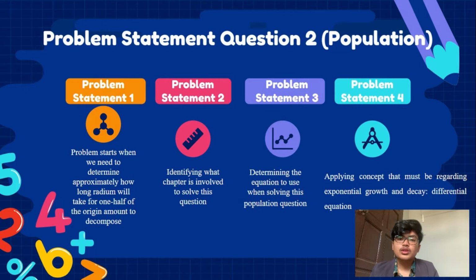One of the equations that we can use is dx/dt equal to negative kx, where dx/dt is the rate of decomposition of radium. Finally, another problem that we found is what is the concept that must be applied regarding exponential growth and decay differential equation.